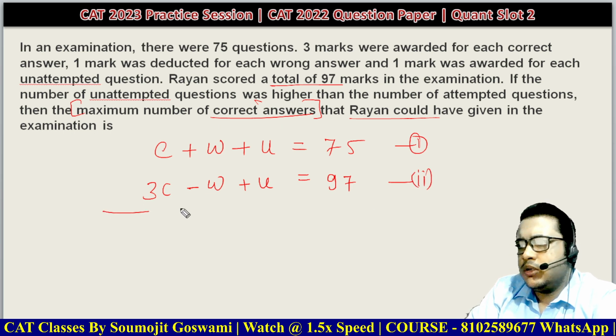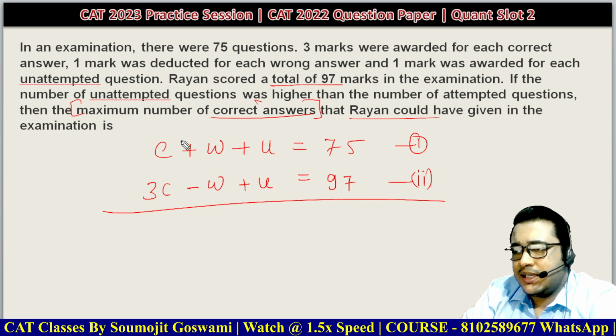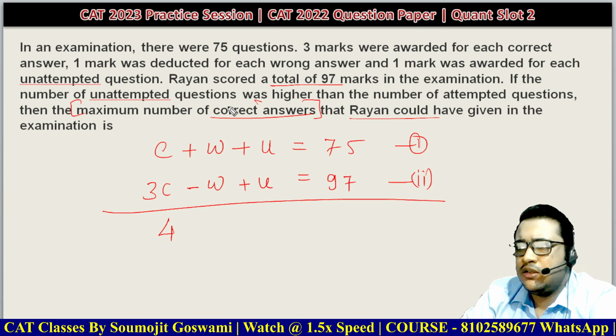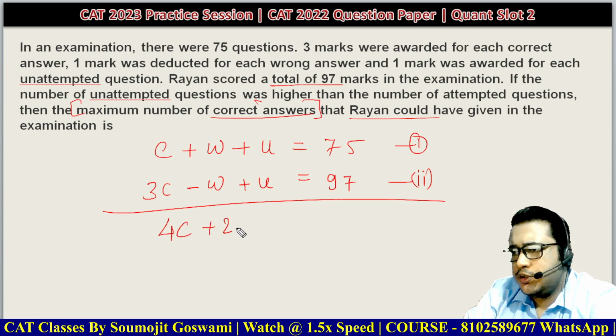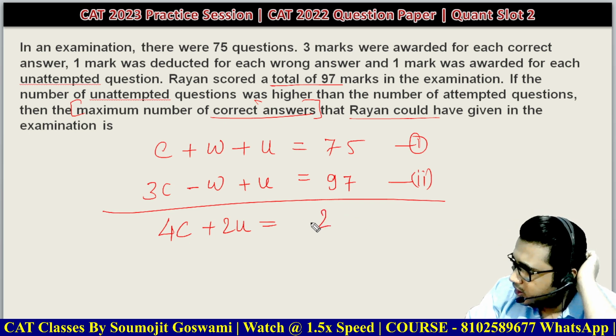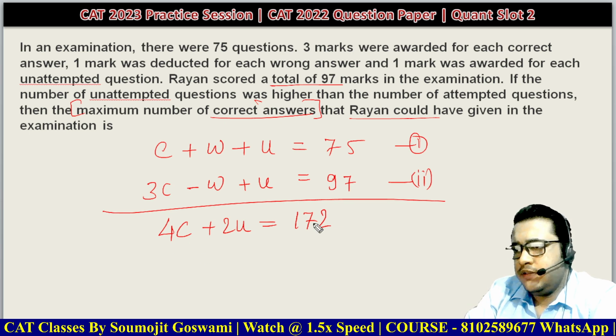Now what you can typically do is add or subtract depending upon what is required. In this particular case, I can see that W will get eliminated if I add these two equations. So let's do that. Because I don't really have any work for W, I just need to know the maximum range of the correct answers. So 4C plus 2U equals, when you add 75 to 97, 172. If you do a little more simplification, you'll reach 2C plus U equals 86. Now that's it.